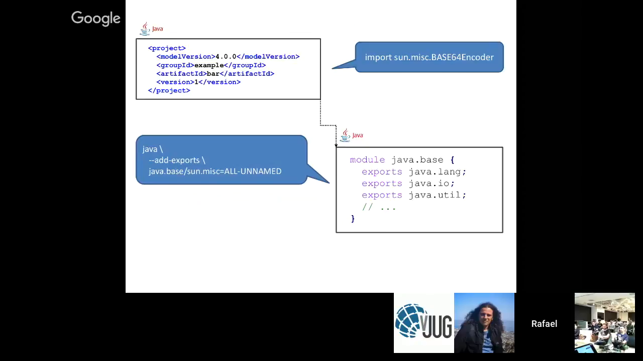So you can at startup specify that you want to export the sun.misc package from java.base to ALL-UNNAMED, which is basically a symbolic name for the unnamed module. And then this old application can still run. But this is painful. You have to probably go through a lot of packages, if you really have internal dependencies, and open them all up.